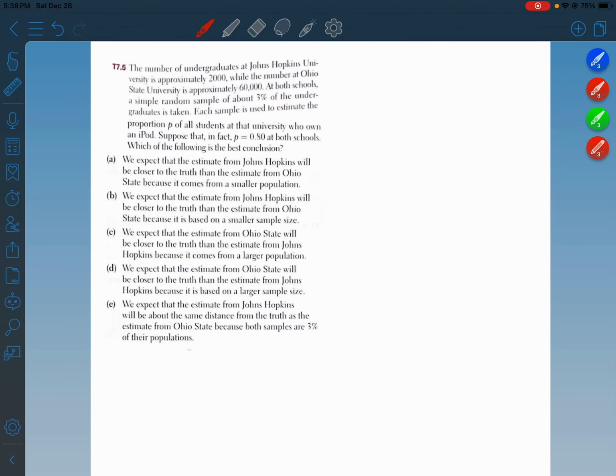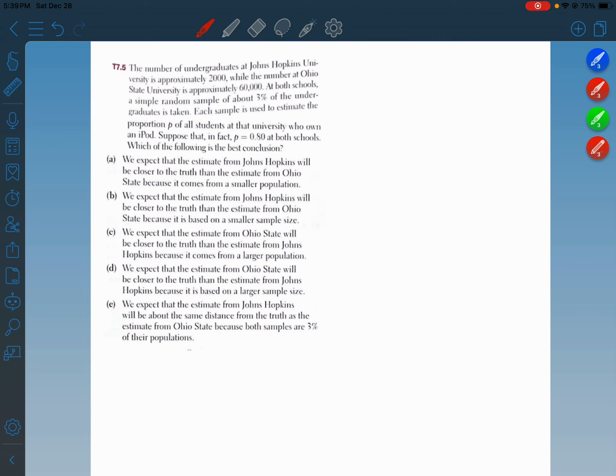T7.5. The number of undergraduates at Johns Hopkins University is approximately 2,000, while the number at Ohio State University is approximately 60,000. At both schools, a simple random sample of about 3% of the undergraduates is taken. Each sample is used to estimate the proportion P of all students at that university who own an iPod. Suppose that in fact P equals 0.80 at both schools. Which of the following is the best conclusion?